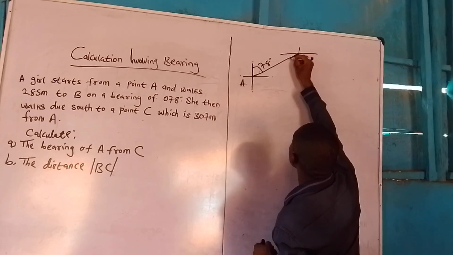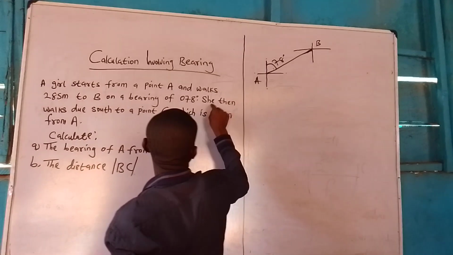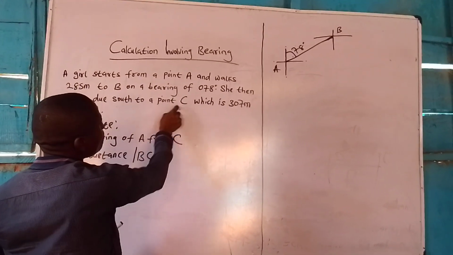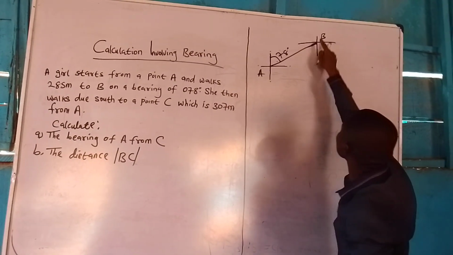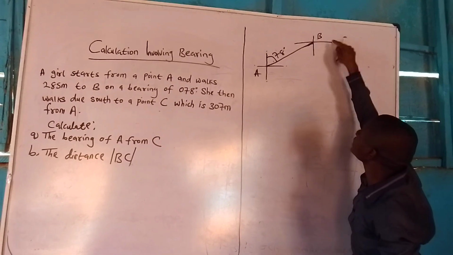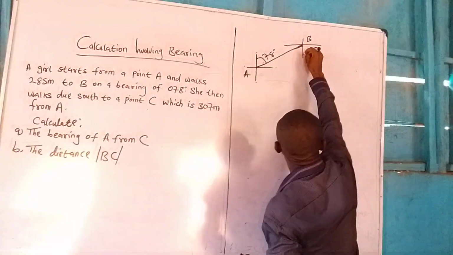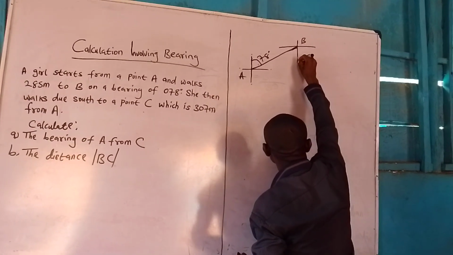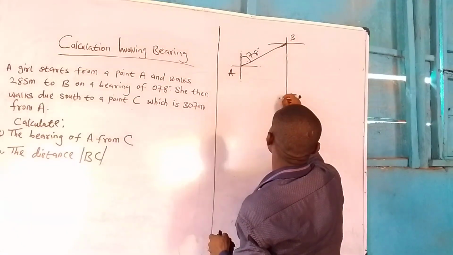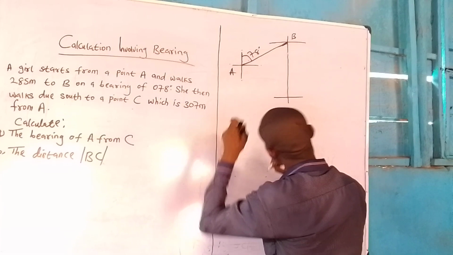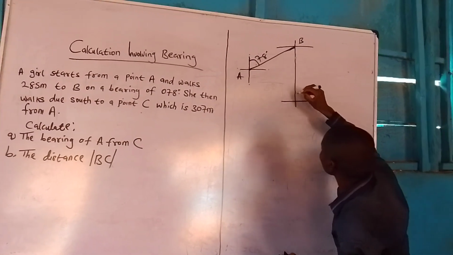Let me do it very well, as our B. And the question says, she then walks due south to a point C. Due south, this is the north pole, this is the east, this is the south, this is the west. It walks due south means it walks straight south, no shifting. Then we draw it like this, straight south. Then we can now join this point to this point.